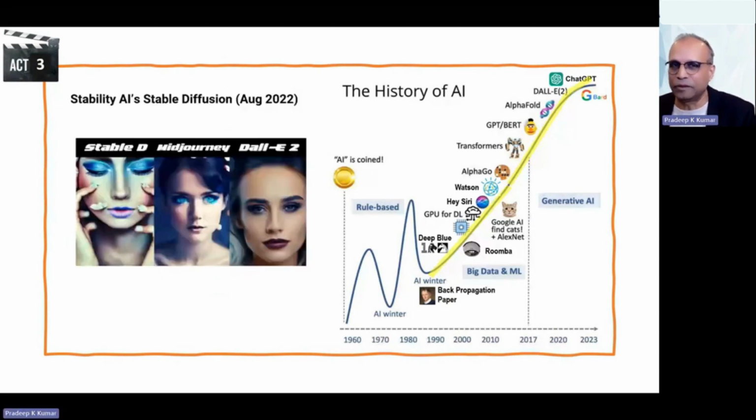Then, of course, in 2020, just before ChatGPT came up, we have image generation with Stability AI, Midjourney, and DALL-E 2.